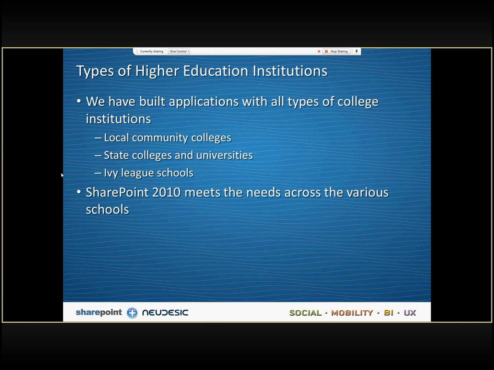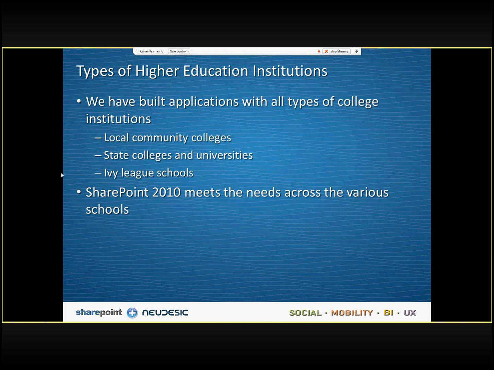So some of the higher education institutions, right, it's not just local community colleges, not just state colleges and universities or Ivy League schools. The solutions that we've been working with for our customers are across the whole gamut. And why is that, right? When you look at SharePoint as a platform and you understand what can be built on top of that platform, and you look at all the opportunities that are there in the SharePoint pie, it just meets the needs in a variety of ways.